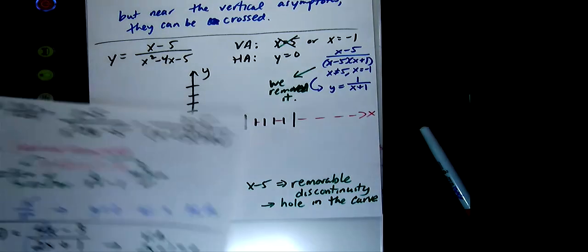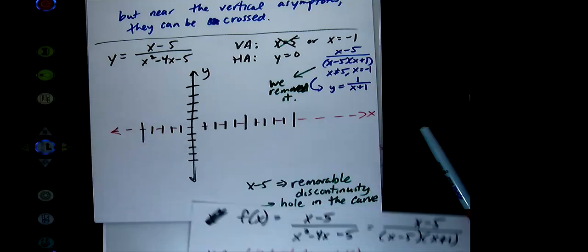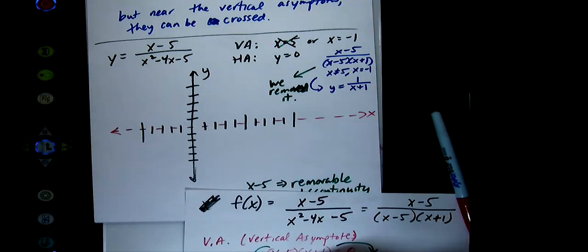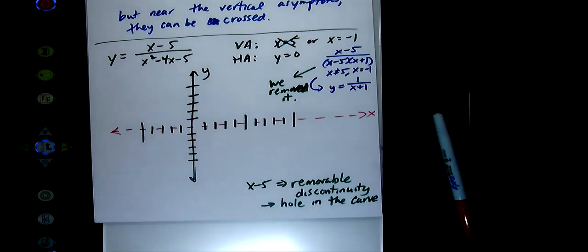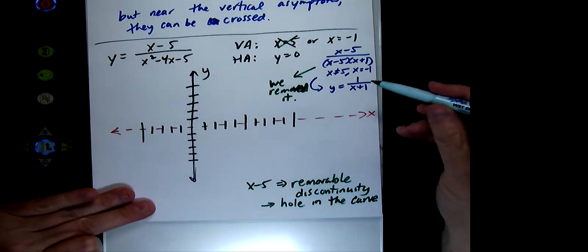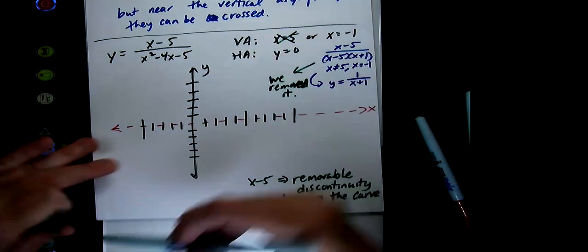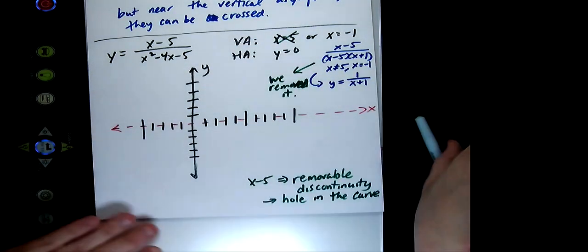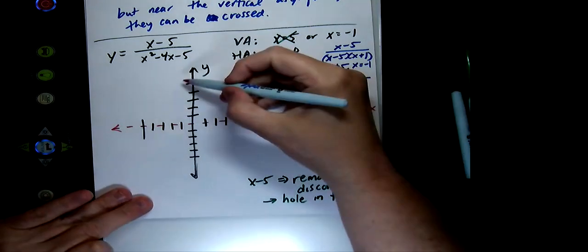I'm going to come back here and point that out. So we have x equals negative one. It didn't go away. It's still an asymptote.